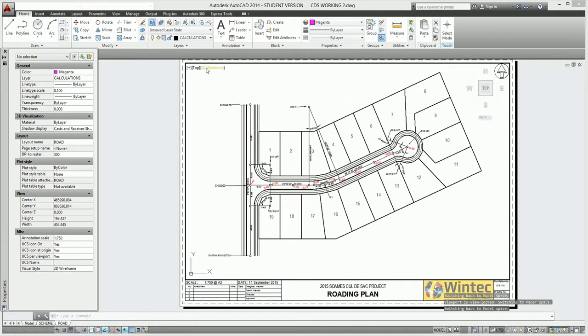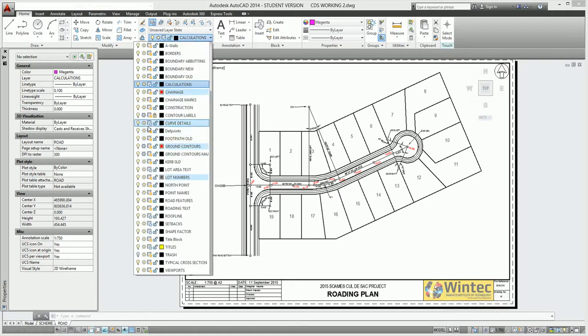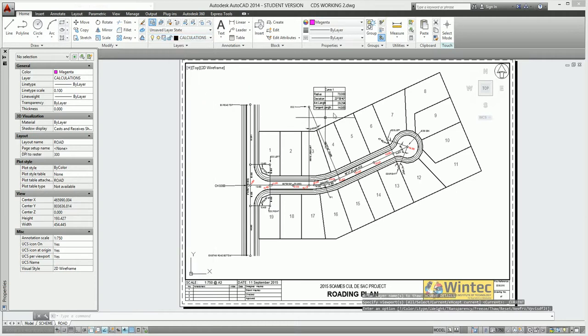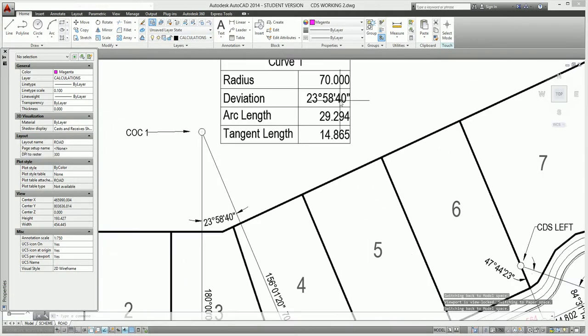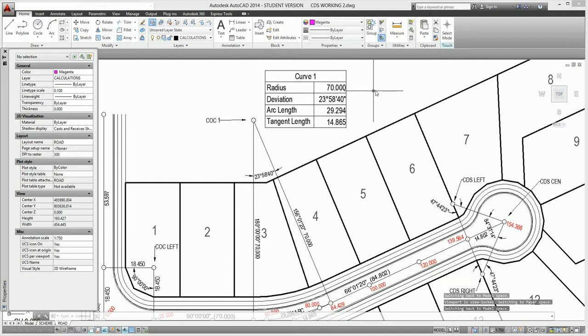I've also put some details on the curve details. I put a table on that. There's only one curve in here, which is curve 1, and so I've just created a little table to record all the details of that as we calculate it. So that's pretty much there.